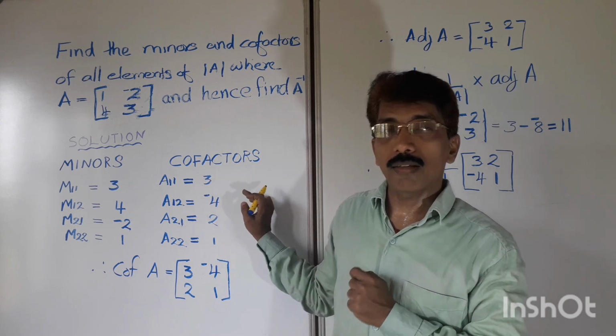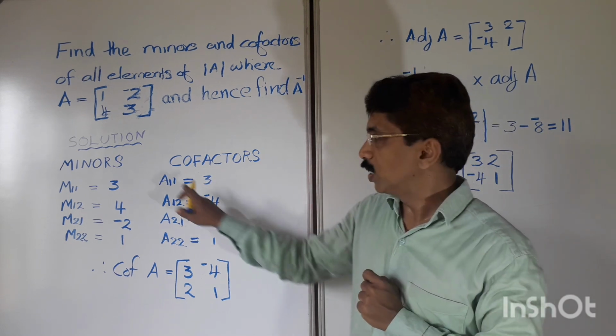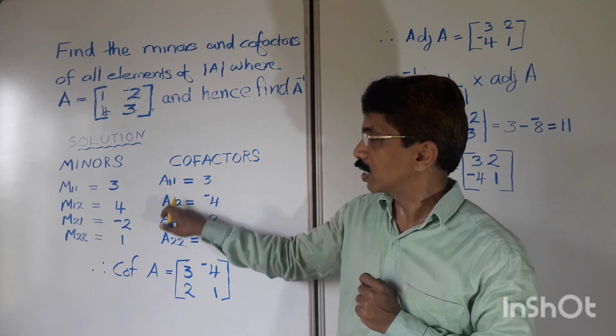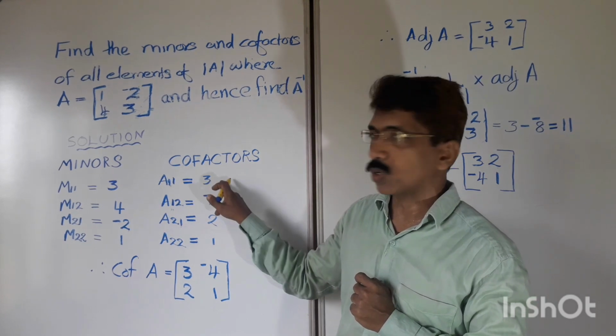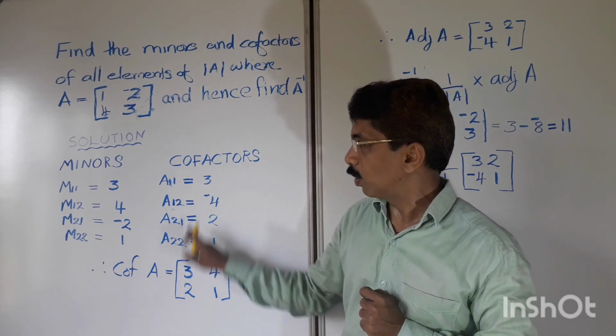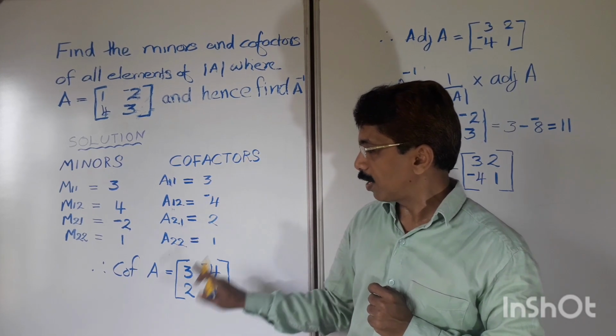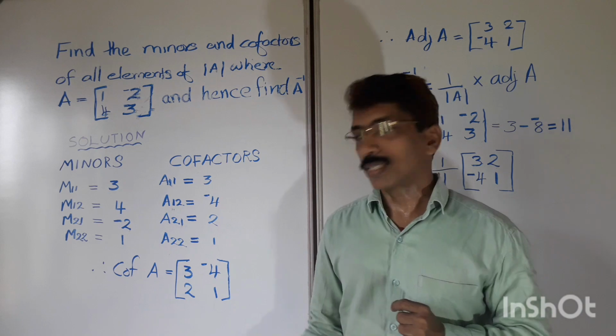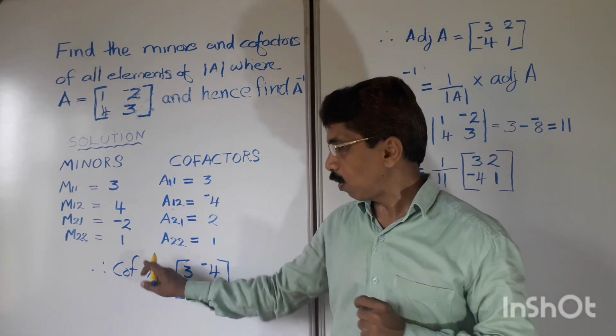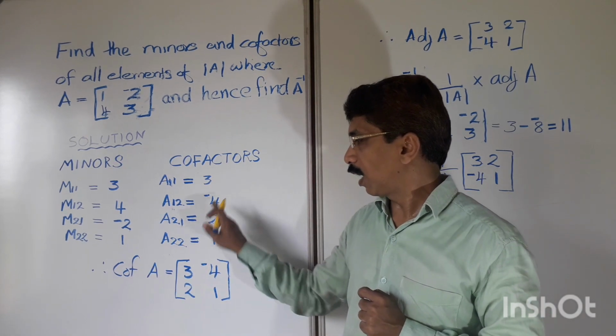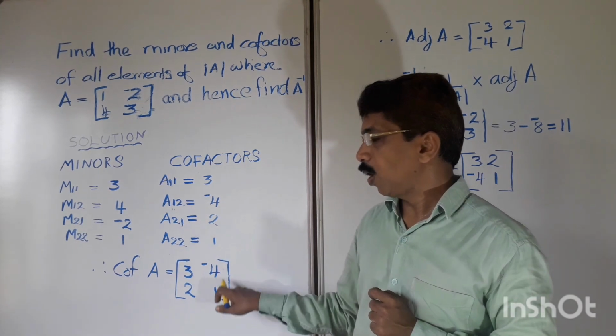Now we can write the cofactor matrix of A. The first row is A11, A12, so cofactor A has 3, -4 as the first row. The second row is 2, 1. Therefore cofactor A is equal to 3, -4, 2, 1.